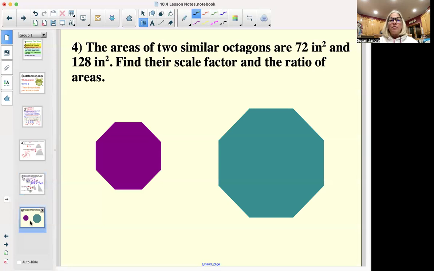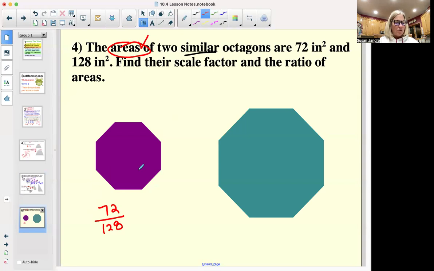Okay, let's try one more. This one says the areas of the two similar octagons are 72 inches squared and 128 inches squared. Find their scale factor and the ratio of the areas. So they're giving us the areas. So 72 over 128.